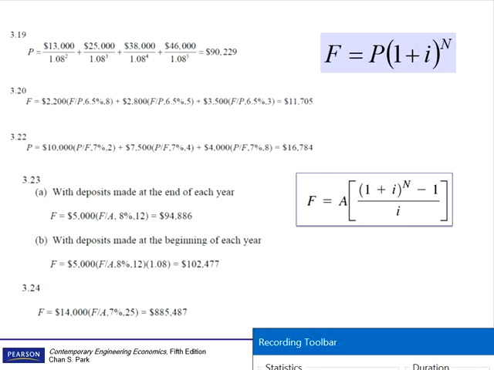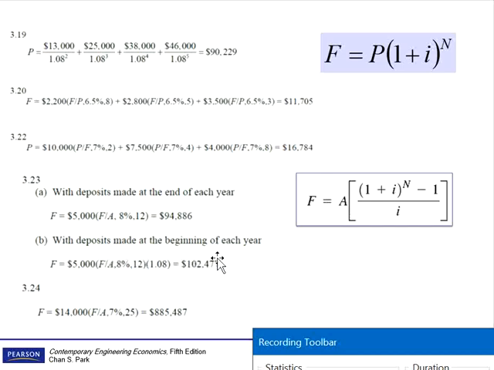F equal to A, and we find out. Now this one, we assume that all payments are made at end of each year, which is a normal situation. Sometimes the payments are made or deposited at the beginning of each year.